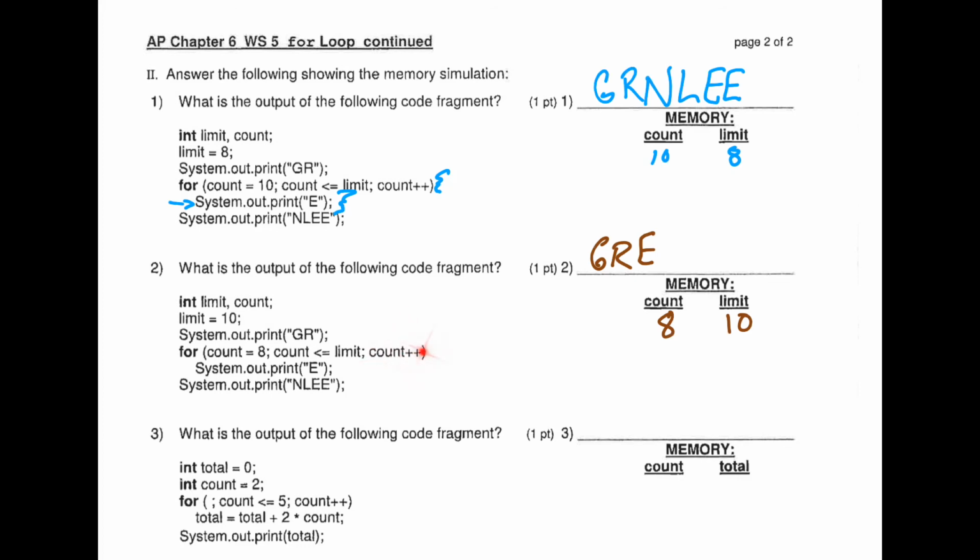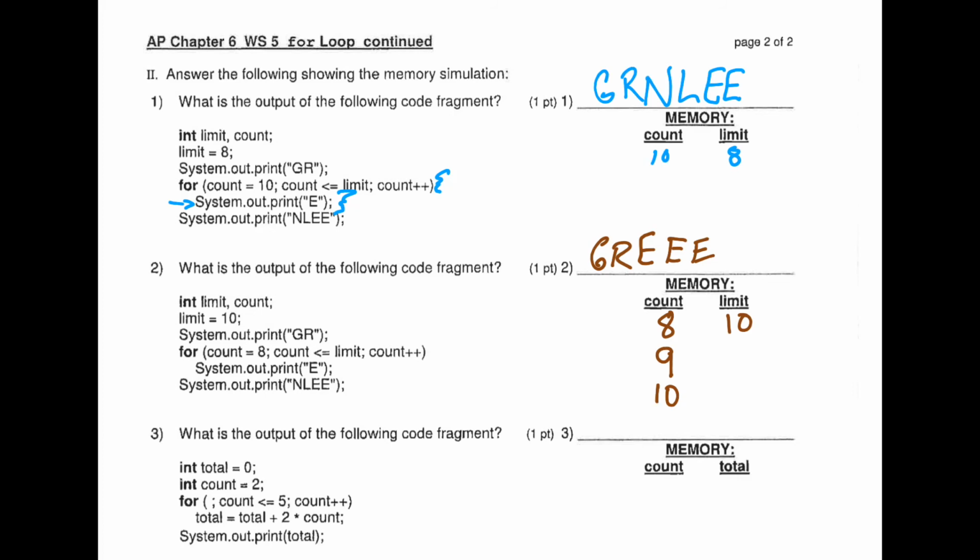At that point, count is also going to increment. So then count becomes 9. And it's going to say, hey, is 9 less than or equal to 10? Yes, it is. We're going to print an E. That loop finished running. Count is going to increment since we finished running the loop. We're going to say, is 10 less than or equal to 10? Of course it is, so then let's do the whole loop, which is going to print out another E.